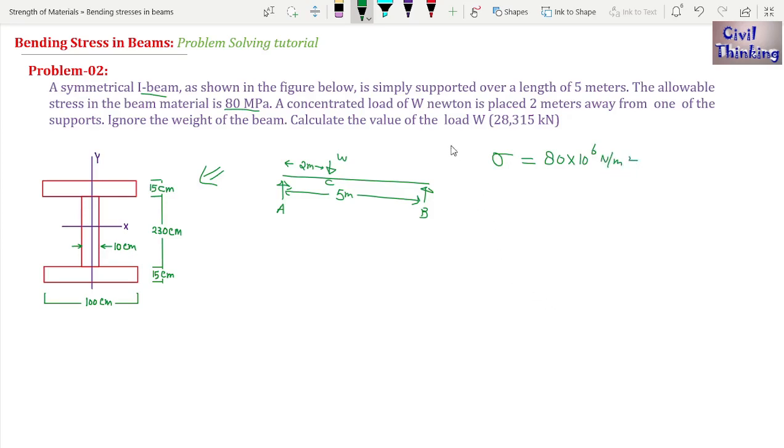What do we have to do? We have to calculate the value of W, right? We have to find the value of W.